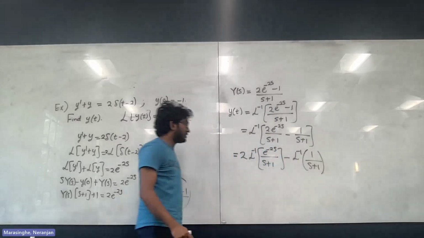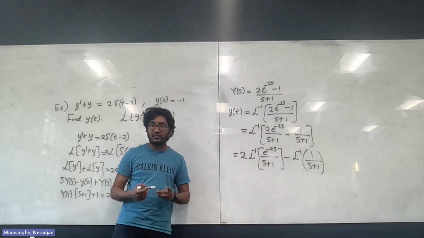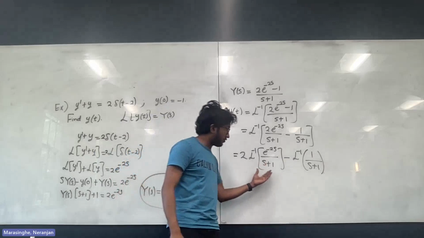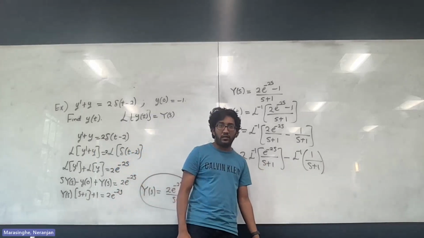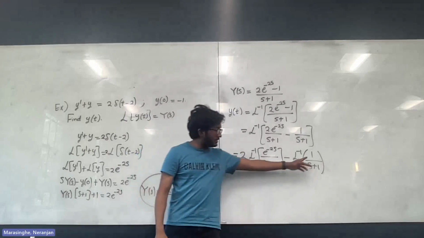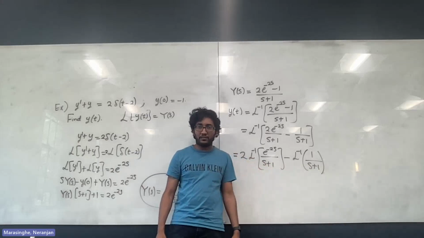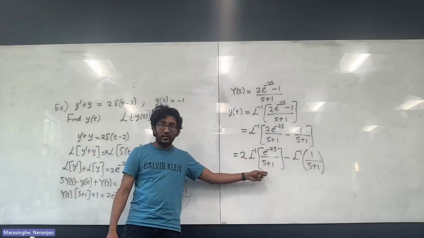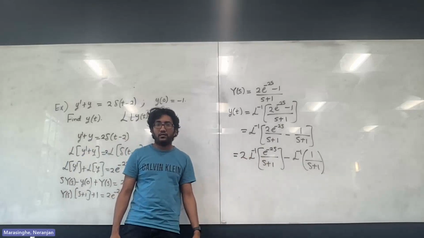Now the next problem is finding the inverse Laplace transforms of these two functions. If I can find them, then I am done. For that, this one is easy. We know the inverse Laplace of 1 divided by (s + 1). The problematic part is this one. You need the second translation theorem.